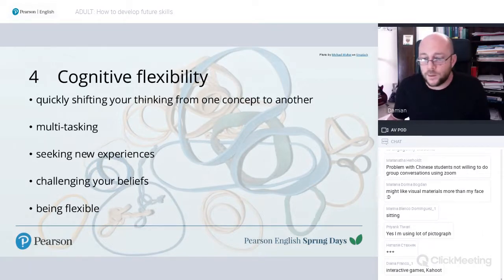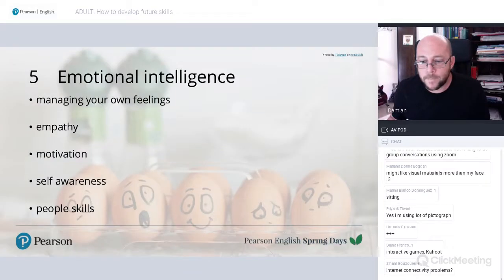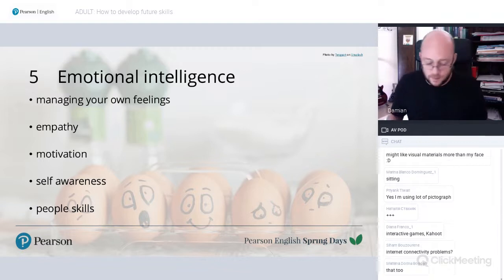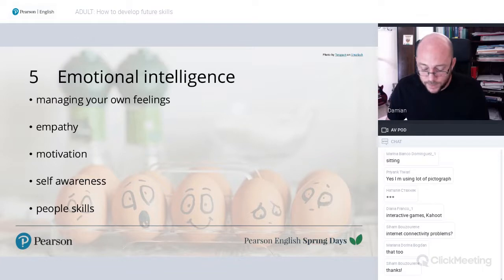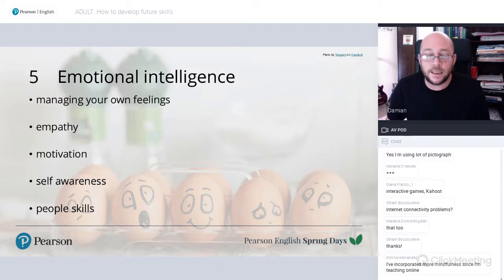So moving on to our last future skill here. Emotional intelligence. Now there is some debate as to whether emotional intelligence is actually a thing or whether it's a combination of other types of Gardner's intelligence. But I'm going to stick with using it here as a label because it's used quite a lot. So this involves things like managing your own feelings, keeping a level head and a positive outlook, especially in the situation we're all in at the moment.